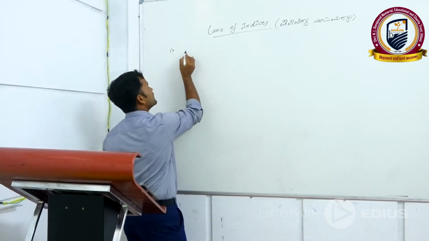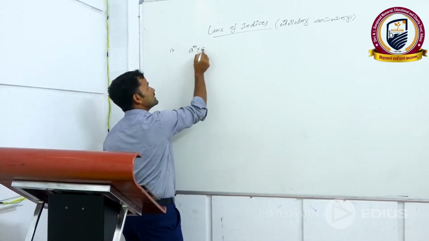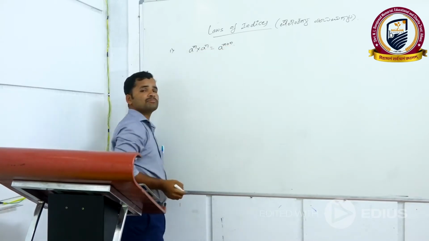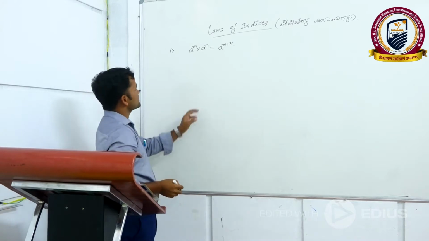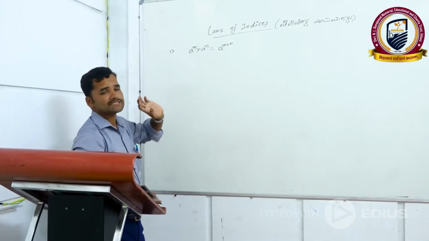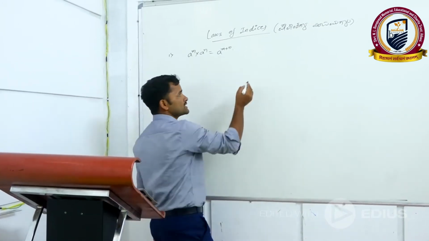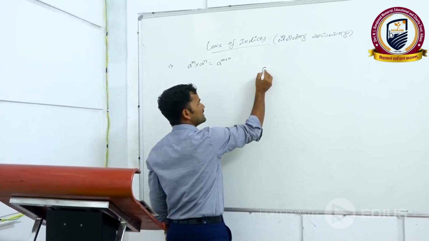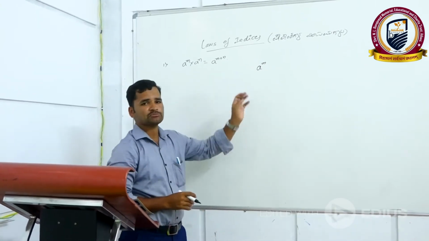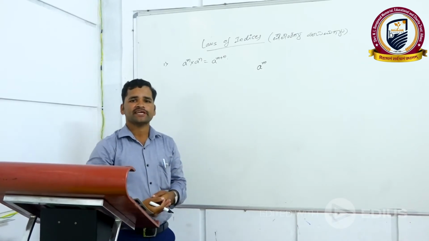There are about 5 to 6 formulas we know. Those are a to the power m into a to the power n is equal to a to the power of m plus n. Here the bases are the same. First of all, I will tell you what is base and what is exponent. Suppose we have the form a to the power of m. This is known as exponent form, the exponent form of writing a number.